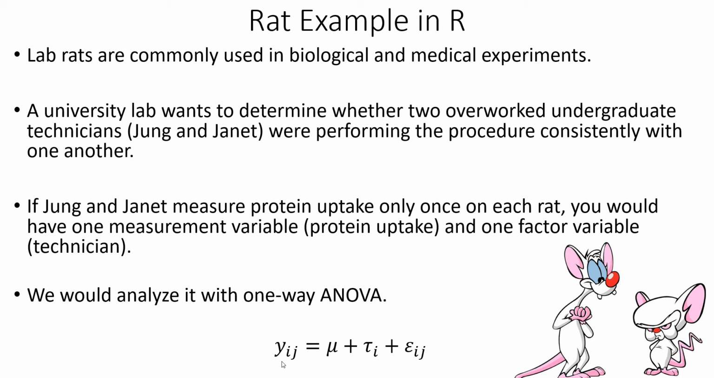So Y would be the protein uptake of the jth rat under the ith technician. Our model would be the grand mean, the average protein uptake, plus the effect of the technician, plus the effect of picking that particular rat and anything else that's missing.